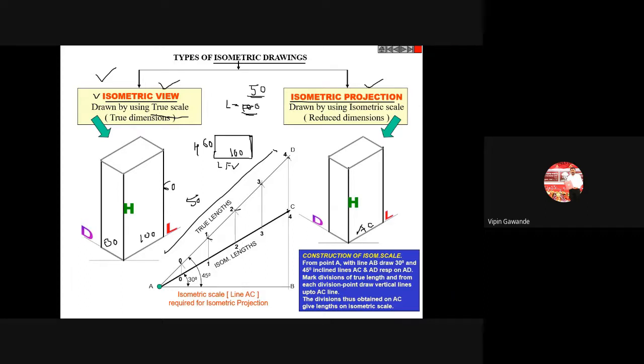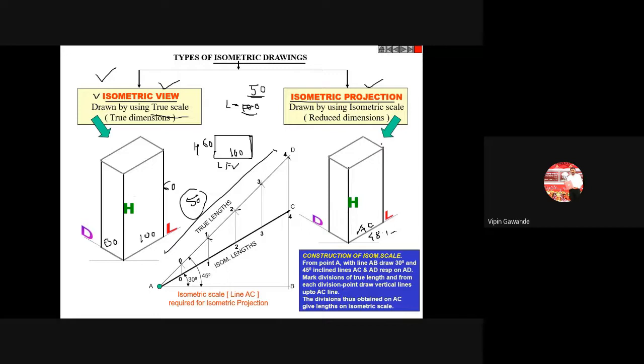Okay, so this AC dimension you have to take as a length. So it is less than what? The true length. It will come something like 48 point something. So that means it is less than the 50. So because of that, what will happen?